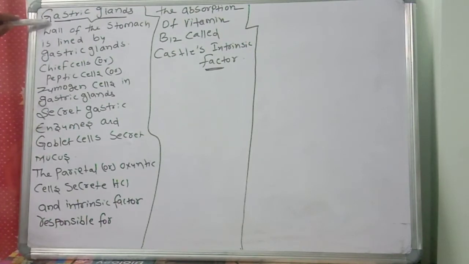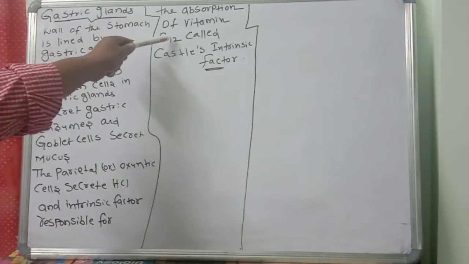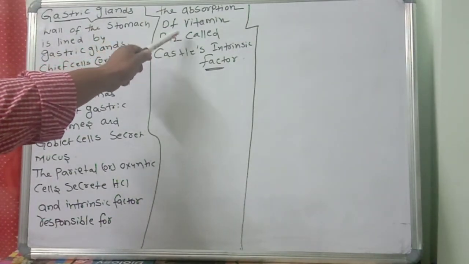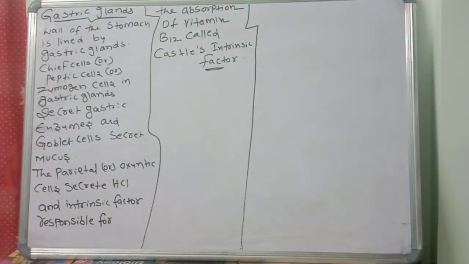The wall of the stomach is lined by gastric glands. Chief cells, peptic cells or zymogen cells in the gastric glands secrete the gastric enzymes, and goblet cells secrete the mucus. The parietal or oxyntic cell secretes HCl and intrinsic factor. This intrinsic factor is responsible for the absorption of which vitamin? Vitamin B12. Why B12? Where is B12 made? Very important.